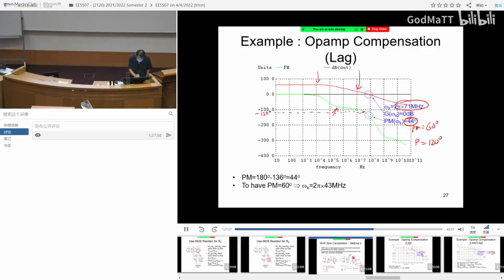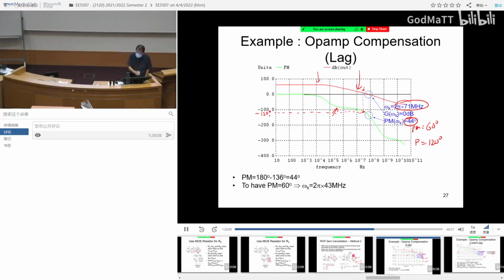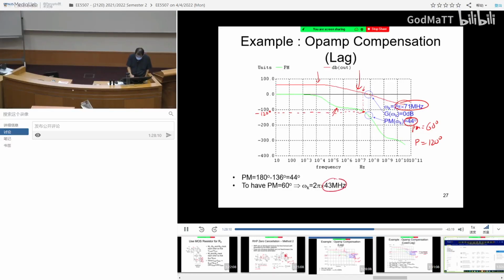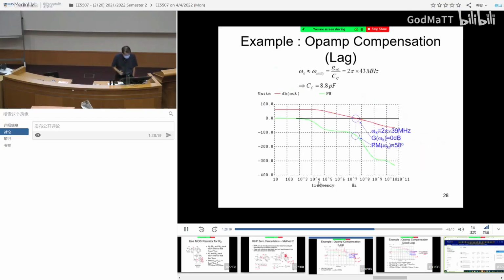Minus 120 degree phase margin. You look at the frequency, and you find that to get a phase margin of 60 degrees, which is minus 120 degree phase, the new unity gain frequency has to be 43 megahertz. So based on this, you can then calculate.